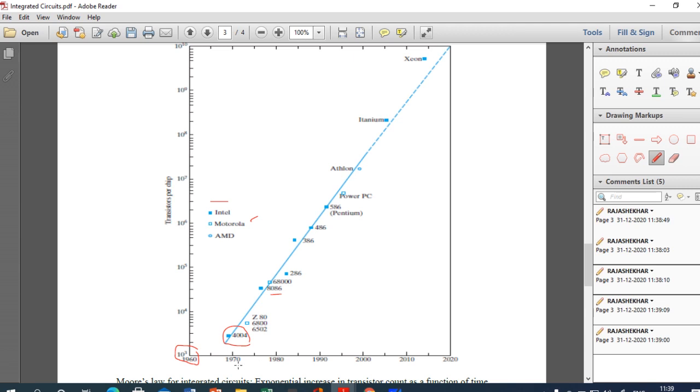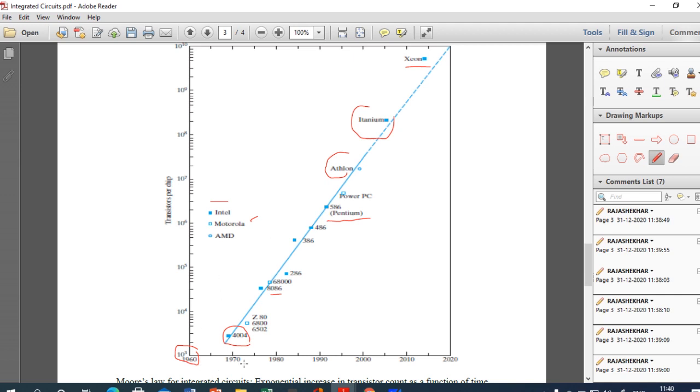As the years passed from 1970 to 1980, 1980 to 1990, 2000, like that, different ICs with more capability started to be manufactured. I hope you have heard about Pentium processors. Pentium processors are microprocessors built around 1992 to 2000. Later, up to 2010, different microprocessors were built like Athlon, Itanium, Xeon, with different companies like Intel, Motorola and AMD.